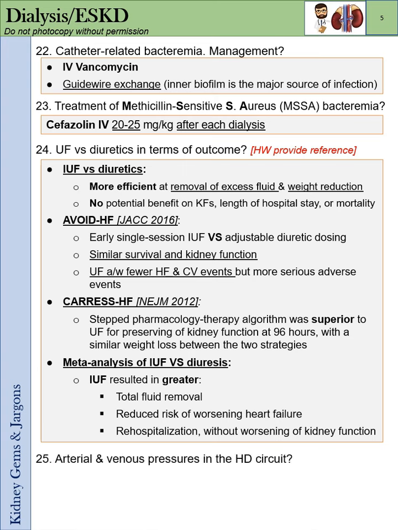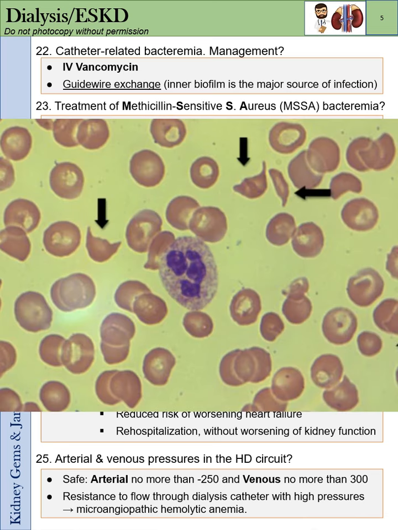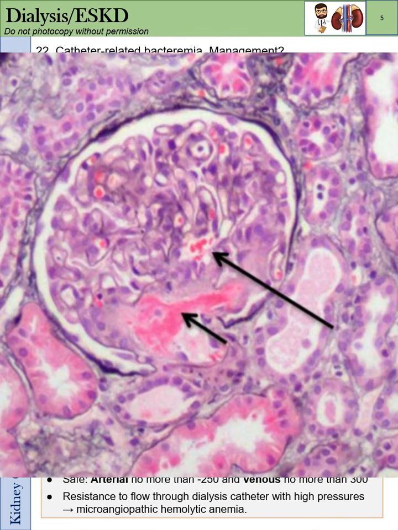without worsening of kidney functions. Accepted arterial and venous pressures in the HD circuit. It's safe when arterial is no more than -250 and venous no more than 300. Resistance to flow through a dialysis catheter with high pressure will lead to microangiopathic hemolytic anemia. What else causes microangiopathic hemolytic anemia? Artificial heart valves. It also causes TMA, thrombotic microangiopathy.